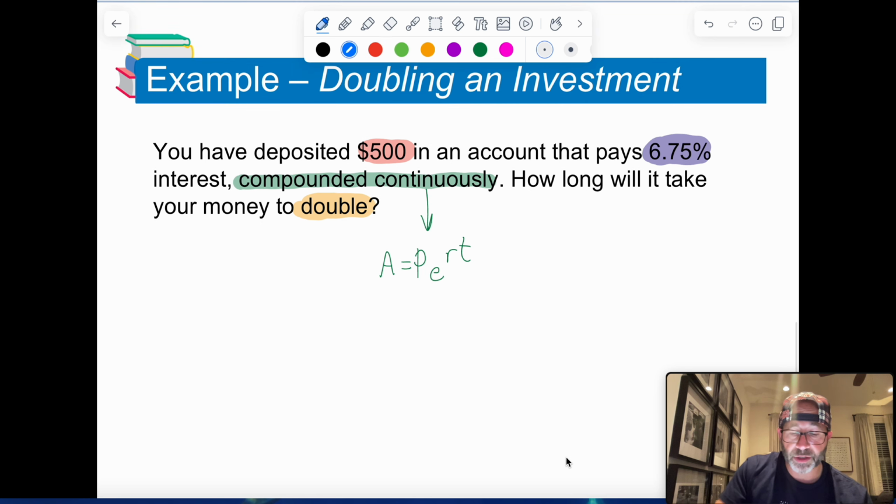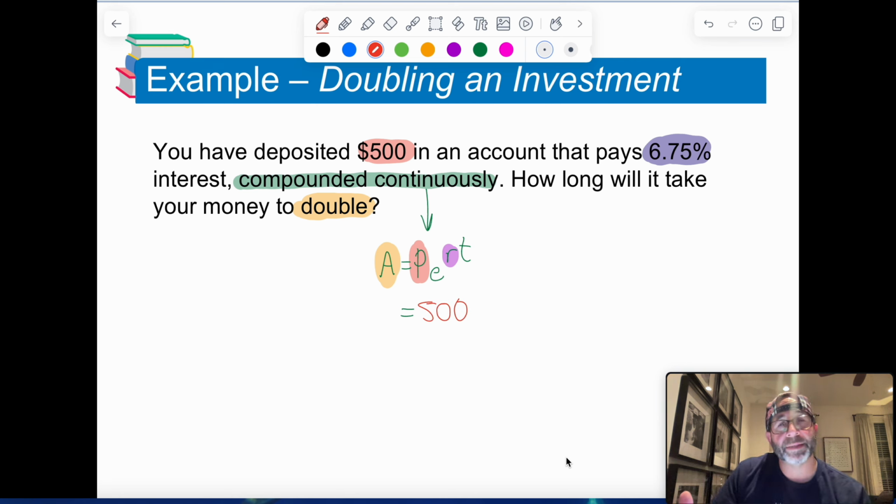So the modification to this formula now is that in place of our P, we're going to go ahead and put $500. It says it's going to go ahead and double, which means that's our end amount. And then we're given our rate here, which is 6.75%. So the t is what we're going to end up solving for here. So let's plug in the parts that we know. The 500 is going to go in for what we started with. The A is what we're going to get when we double it.